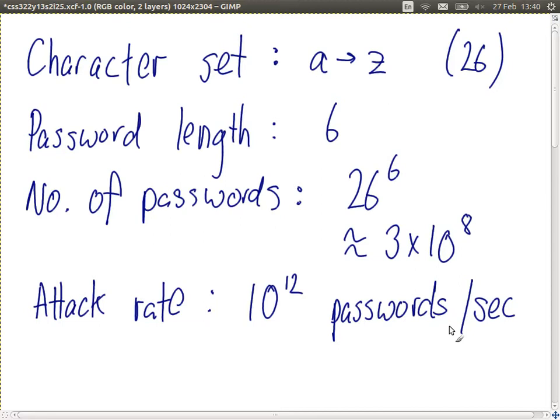So what do I do in my password scheme? How do I make the brute force attack not possible? What am I going to do? What do you suggest? Sorry?